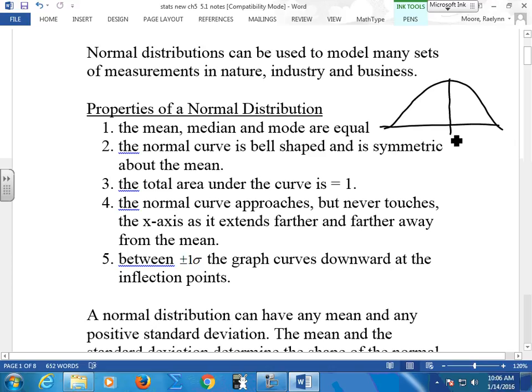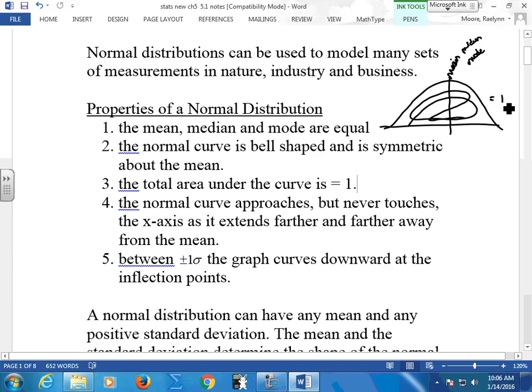In your normal curve, your mean, your median, and your mode are in the middle. This is mean, median, mode, middle. Everything's in N. The normal curve is bell-shaped, perfectly bell-shaped, and symmetric about the middle. The total area under this curve is equal to 1.